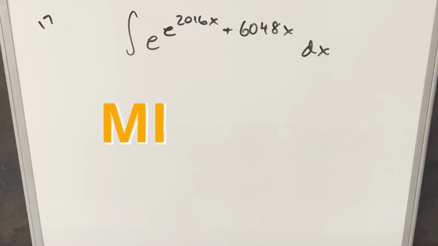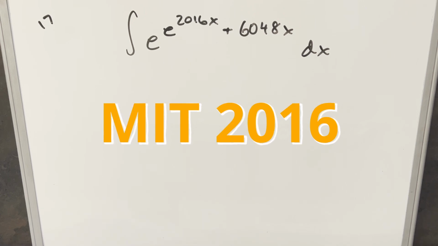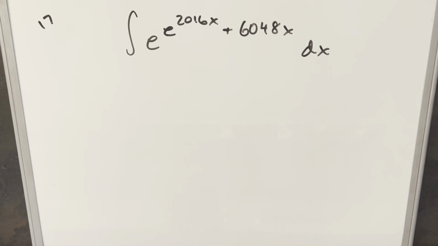Okay, let's take another integral. This one was from MIT 2016, problem 17. We have the integral of e to the (2016x plus 6048x) dx. I was looking back at some of the MIT Integration Bee problems, and I think this is my favorite one from 2016. They actually had a lot of easy problems on there and some common ones, so there wasn't too many to choose from, but I think this one was my favorite.